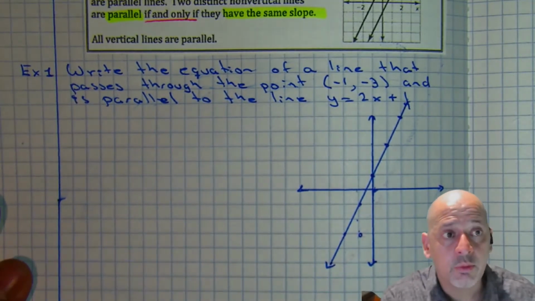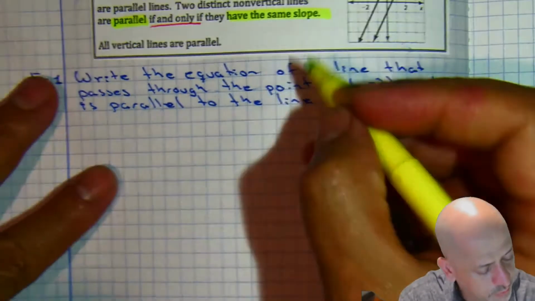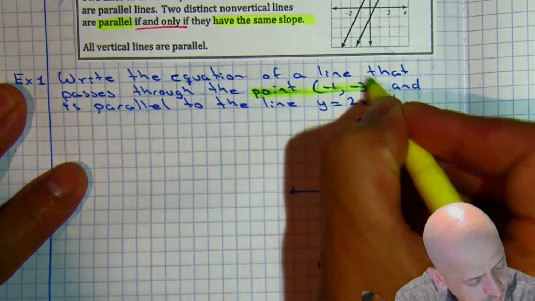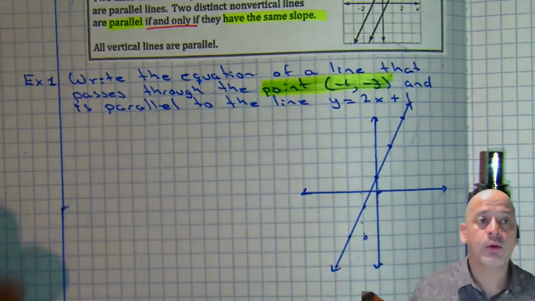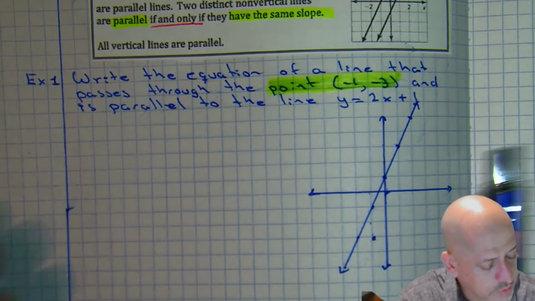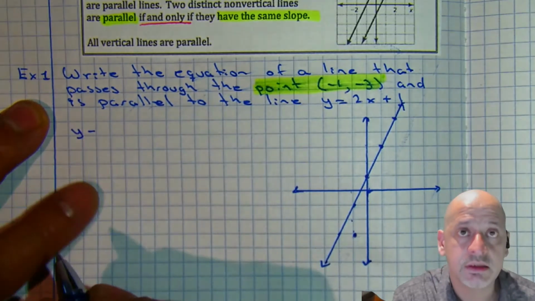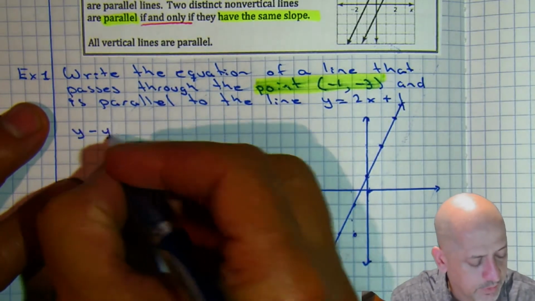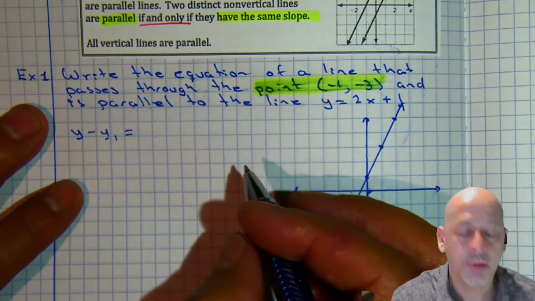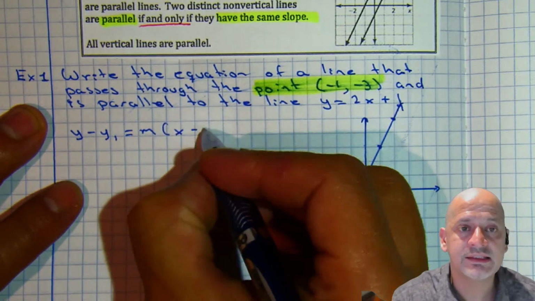So remember that whenever they give you a point, and let me go and highlight, if they give you a point, that means that we're going to use the point slope form. And your equation for the point slope form, we learned last time, was y minus y1 equals m times x minus x1.